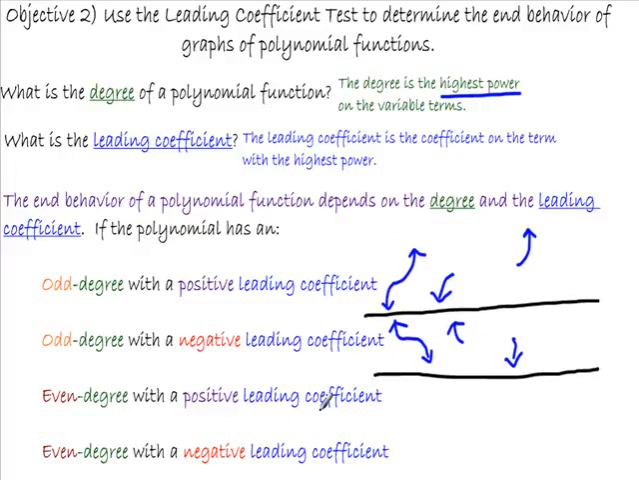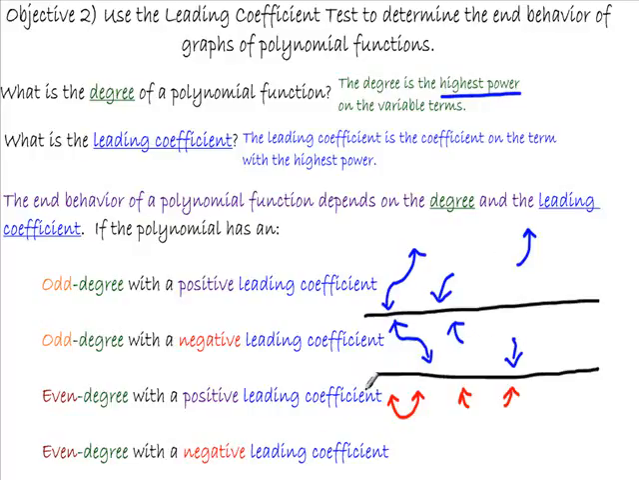Now an even degree with a positive leading coefficient, for this one, you can think of the graph of x squared. So to the left it's going up, and then it's going up on the right. Remember, even degree is doing equal things on opposite sides. Odd degree is going to do opposite things on opposite sides.